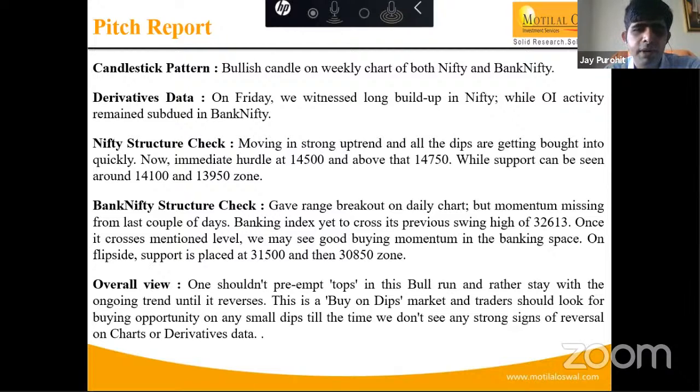Now, if you look at the Bank Nifty, it had given a range breakout on the daily chart, but momentum is missing for the last couple of days. After a breakout on Tuesday, we had seen good buying interest, and after that it is making narrow range candles. So smaller movement is coming in Bank Nifty as compared to Nifty.